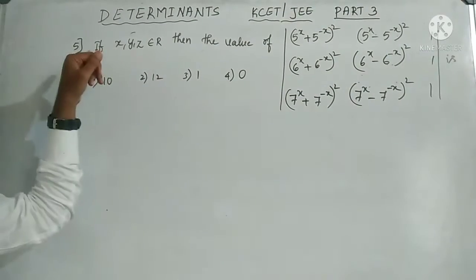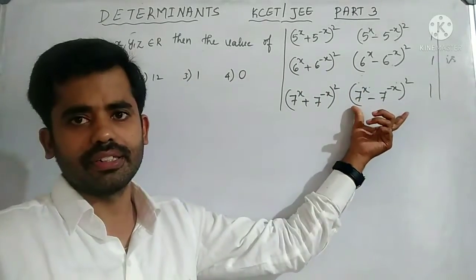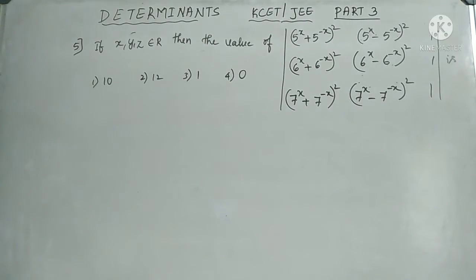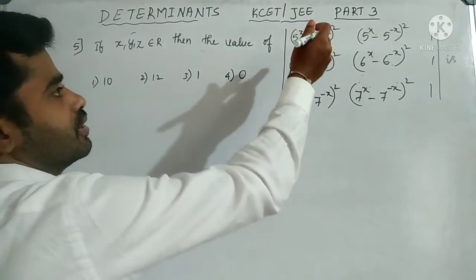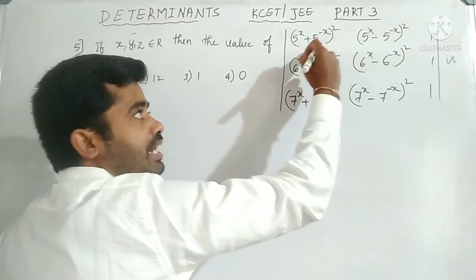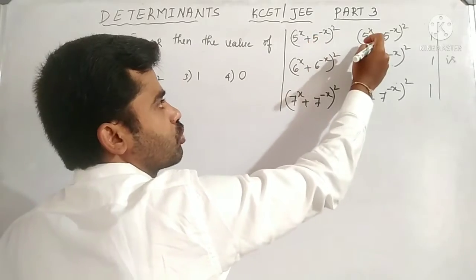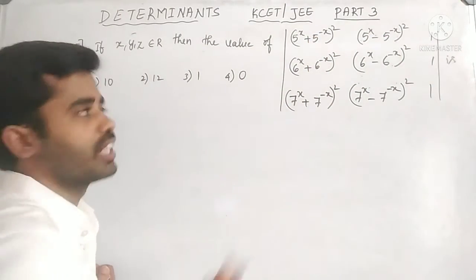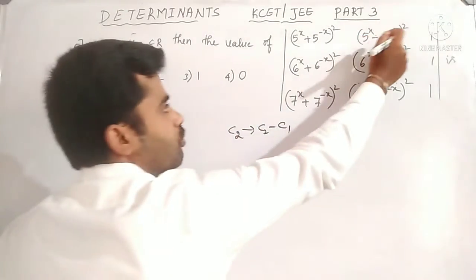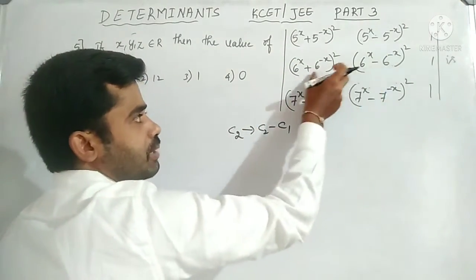Next question is, if x, y, z are real numbers, then the value of this determinant is equal to what? 10, or 12, or 1, or 0. Be careful about what we can operate here. If we operate C2 minus C1, we will get something, because the entries are A plus B whole square and A minus B whole square. So C2 becomes C2 minus C1. What is the value of this one? Let me check. Now what answer will you get? The same thing, because the same is there.